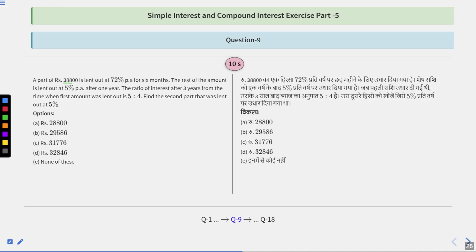A part of 38,800 is lent out at 7.2% per annum for 6 months. The rest of the amount is lent out at 5% per annum after 1 year. The ratio of interest after 3 years from the time when the first amount was lent out is 5:4. Find the second part that was lent out at 5%. You have 5 options and 10 seconds to analyze the question. Your time starts now.